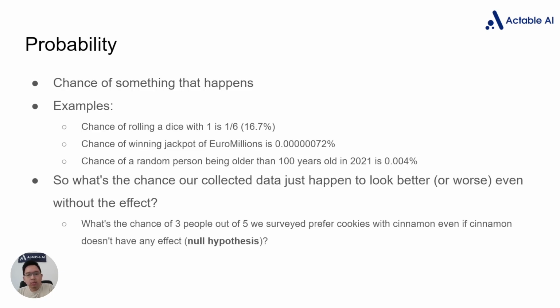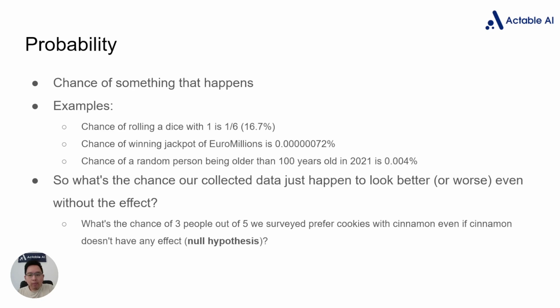In order to do hypothesis testing, we need to understand what probability is. Probability is something perhaps everyone knows about. It's simply the chance of something happening. Examples are the chance of rolling a dice and getting the number 1, which is 1/6; the chance of winning the Euro Millions jackpot, which is teeny tiny; or the chance of a random person being older than 100 years old in 2021, which is about 0.004%.